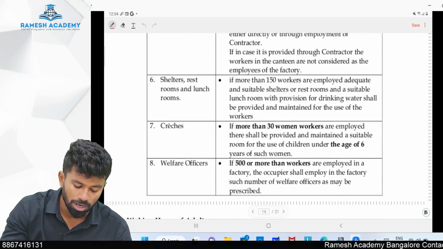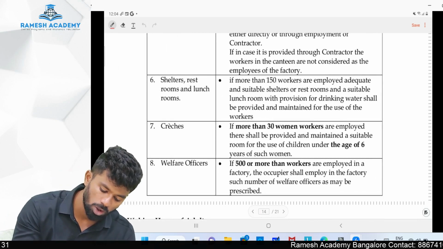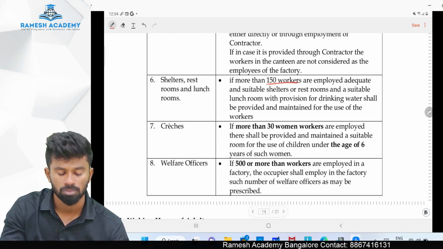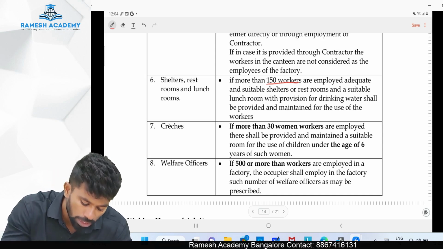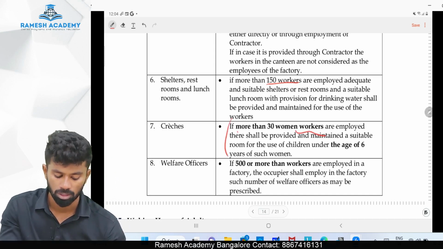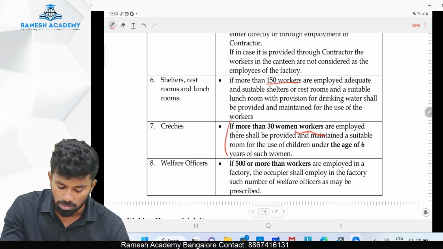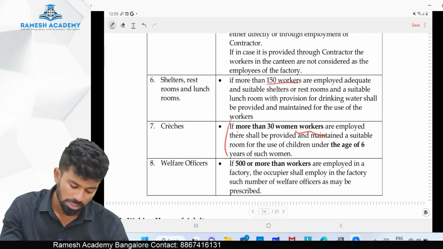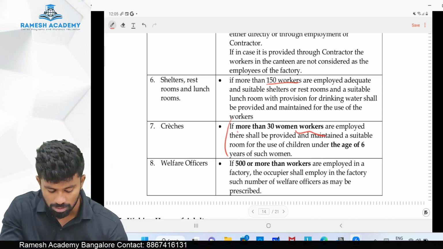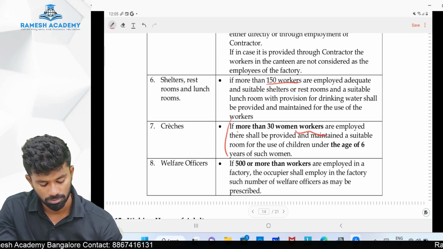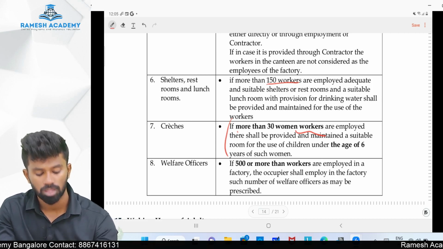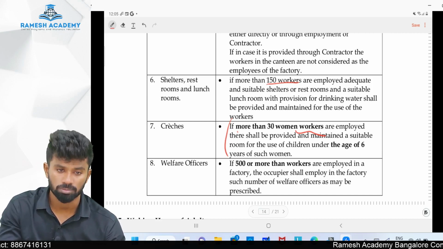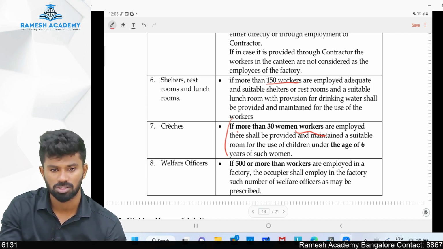Shelters, restroom and lunchroom shall be provided if there are more than how many workers employed? More than 150 workers are employed. Crutches, if more than 30 women workers are employed, they shall provide and maintain a suitable room for the use of children under the age of what? 6 years of such women. Okay. So if 30 women workers are employed, there should be a crutches for treating whom? Treating the kids who are under the age of 6 years.